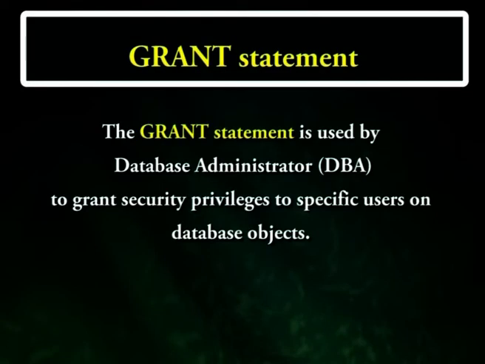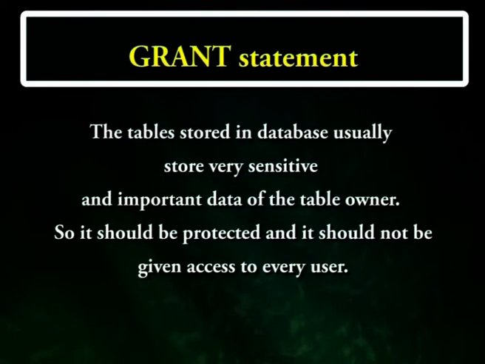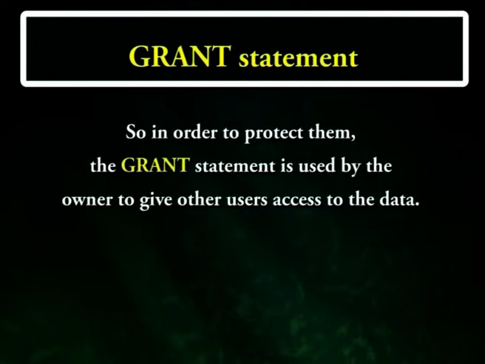To control access to the database and the data, DCL consists of 4 statements. The first one is the GRANT statement. The GRANT statement is used by the database administrator to grant security privileges to specific users on database objects. The tables stored in the database usually store very sensitive and important data of the table owner. So, it should be protected and should not be given access to every user. So, in order to protect them, the GRANT statement is used by the owner to give other users access to the data.